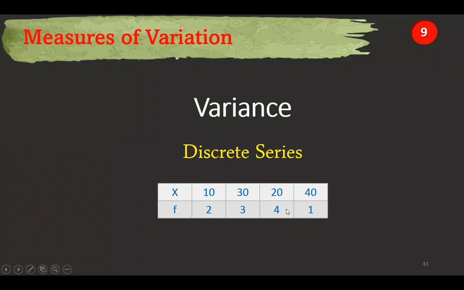So what's the discrete series? You know already, it is given with the frequency. See, x has come 2 times, this 10 has come 2 times here. Now 30 has come 3 times, 20 has come 4 times, 40 has come 1 time. This type of data, we are using it for the discrete series.